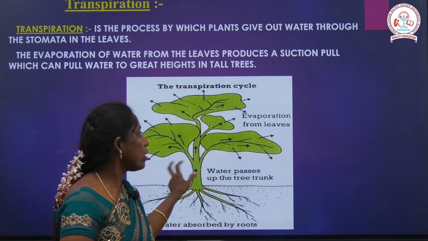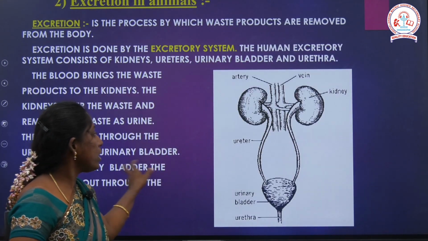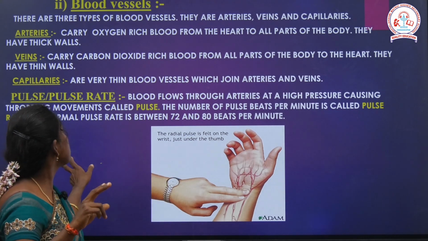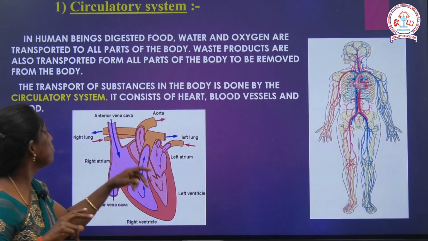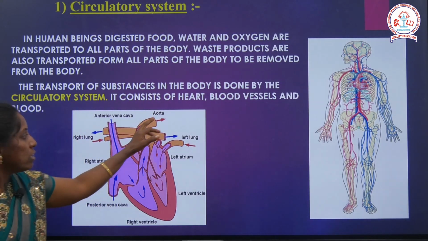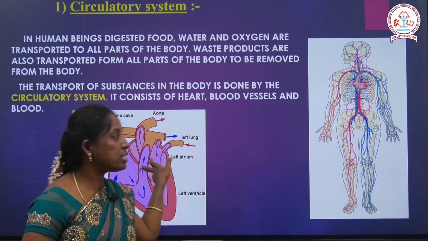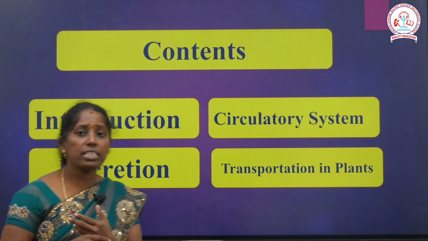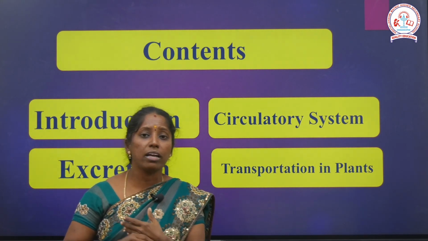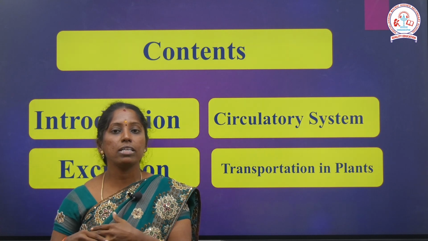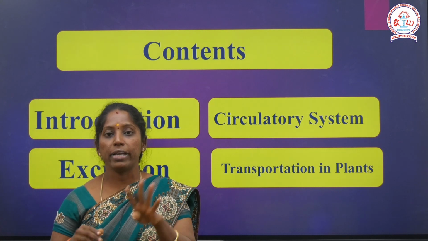So today, let us recall the contents we learned. First, the circulatory system. In the circulatory system, what are the parts involved? Heart, blood vessels and blood. The next one is, what are the components present in the blood? 4 components are present in the blood: plasma, white blood cells, red blood cells and platelets.